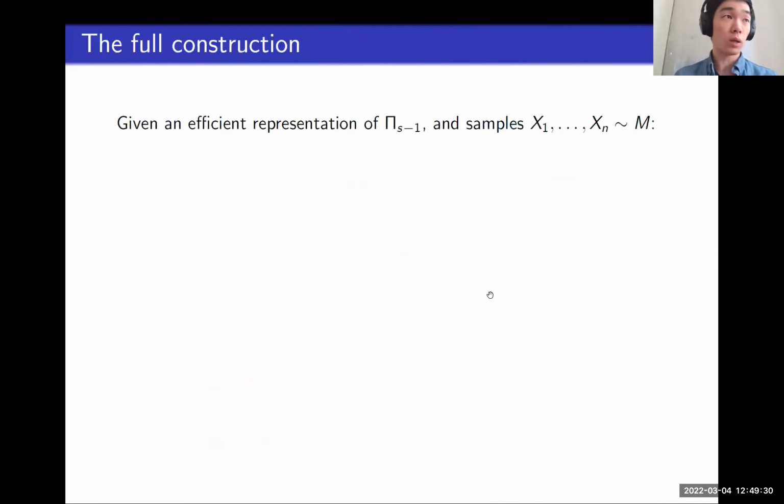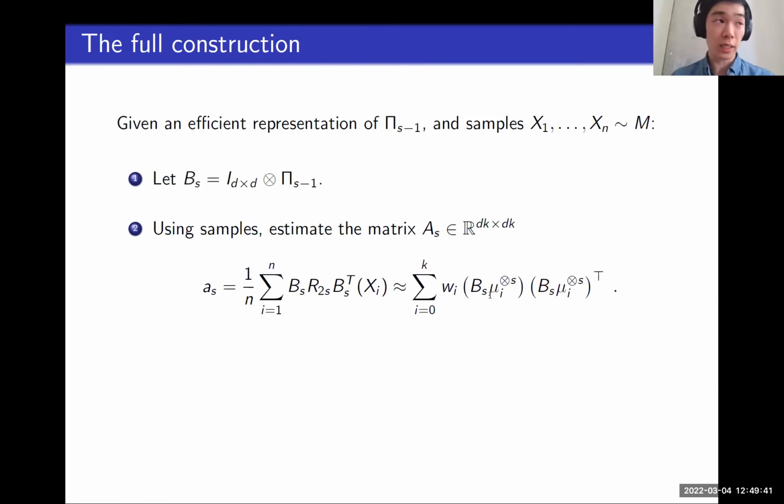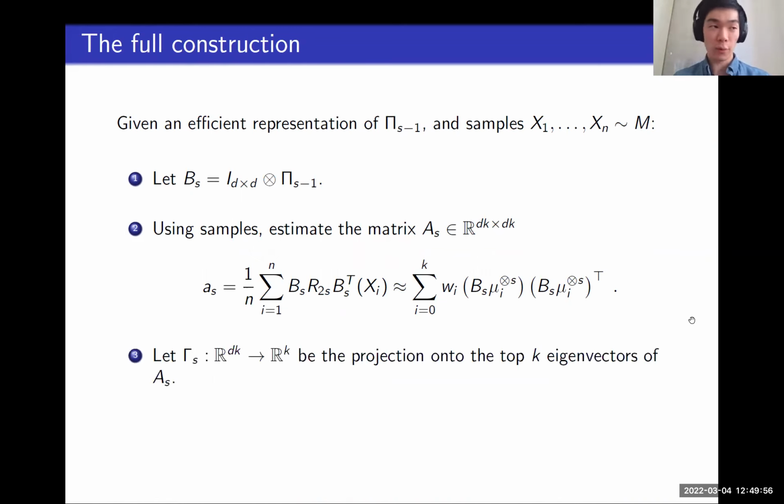So to summarize and put everything together, given the representation of the S minus first projection matrix, we tensor with identity, and then we use samples to estimate the following matrix. So we take BS and BS transpose around R sub 2S, sorry, this is a typo, and then the expectation of that is exactly this matrix for which we can take top K PCA. And then by composing the two projection maps, we're done.